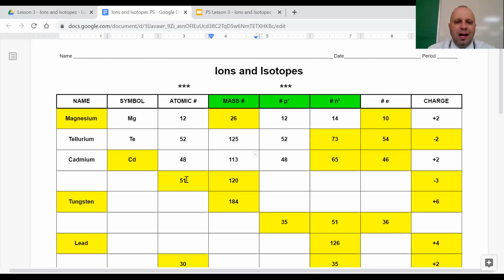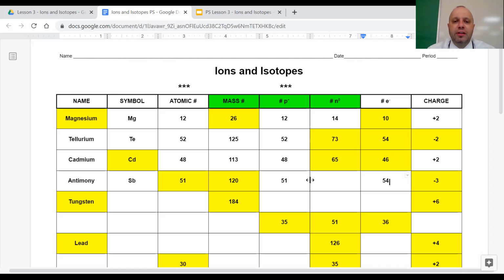My next example, I have atomic number 51. So atomic number 51, I'm going to find that on my periodic table. So that's antimony. The symbol for antimony is Sb. This atomic number, which is 51, I'm going to fill in over here as my number of protons. Now, I'm going to look at the charge. The charge is -3. That means I have more electrons, because electrons are negative. I have more electrons by 3. So if I have 51 positives, I must have 54 negatives.